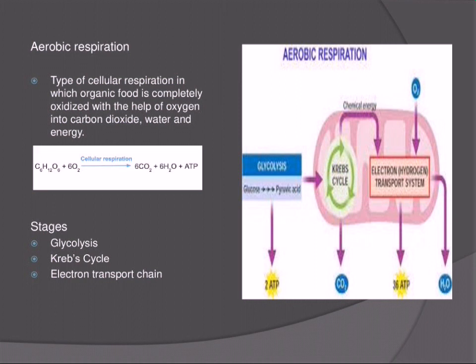So below is the equation of aerobic respiration. C6H12O6, that is your glucose, plus 6 times of oxygen from atmosphere gives 6 times of carbon dioxide, 6 times of water plus ATP. This ATP is your energy which is taken by the plant body for the general functions of the plant. Now, there are 3 stages in this aerobic respiration.